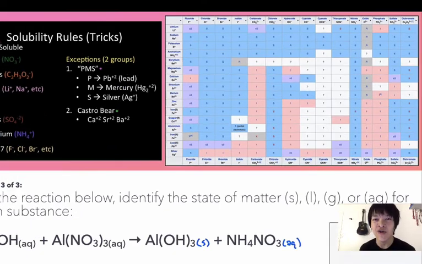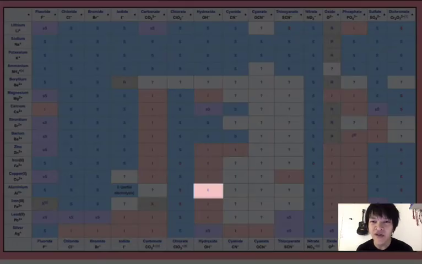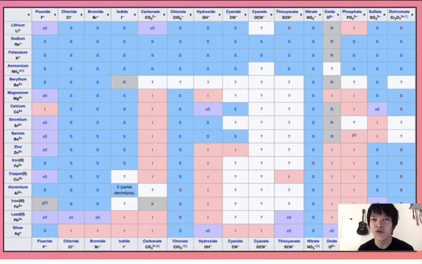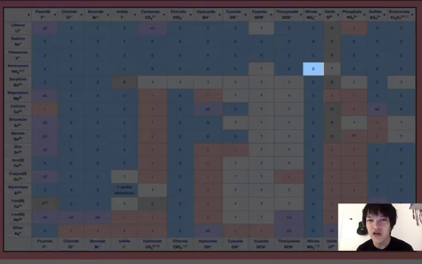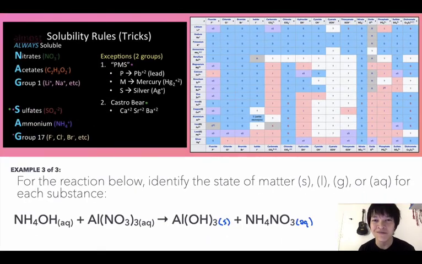If you were to look at the solubility table instead, aluminum hydroxide, our first product, is going to be found right here, and it says I for insoluble, so that means it's supposed to be solid, which we wrote already. Our second product was ammonium nitrate, and if you find ammonium nitrate, you're going to notice that it says S for soluble, so it's supposed to be aqueous, which we already wrote.